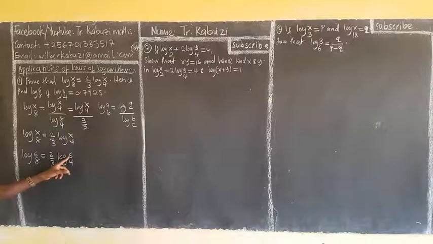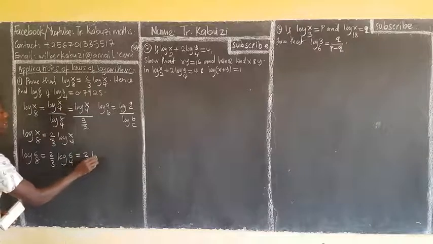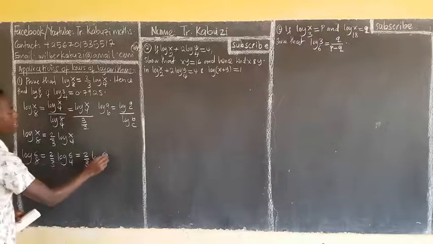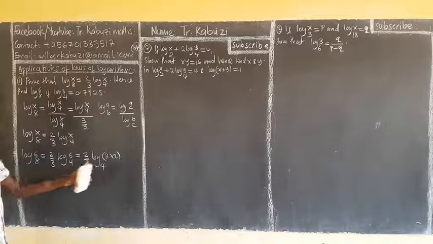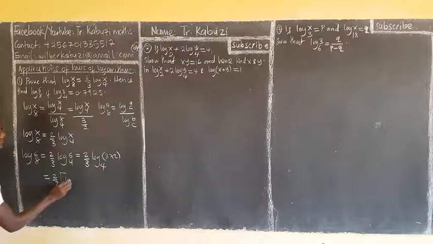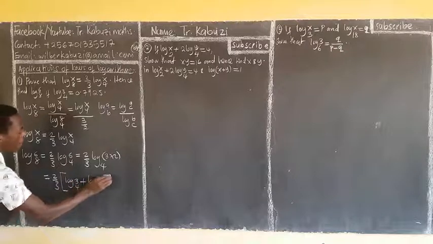But I'm seeing this 6 contains a 3. This 6 contains a 3, so 2 over 3 times log base 4 of 6, and 6 is the same as 3 times 2. So now I use the properties of logarithms. If I'm multiplying, this will be 2 over 3, then I expand this to log of 3 base 4 plus log of 2 base 4.